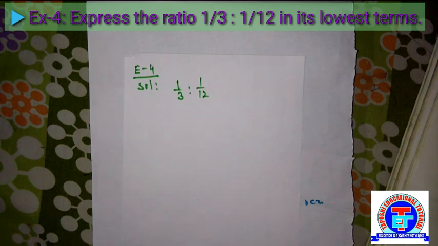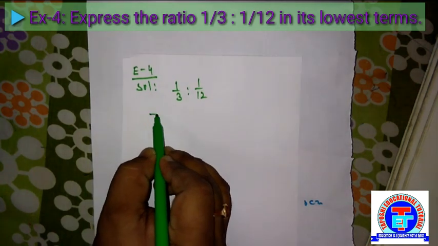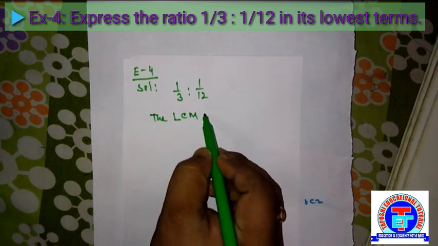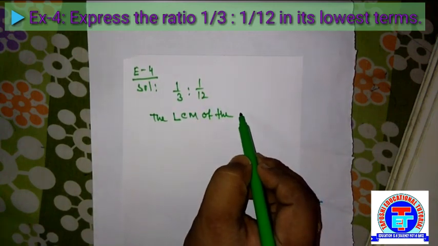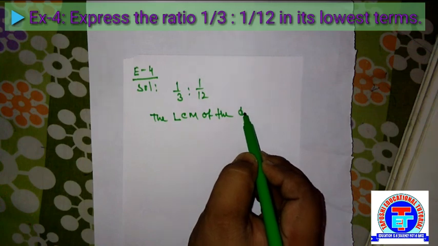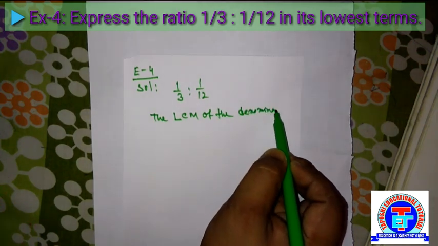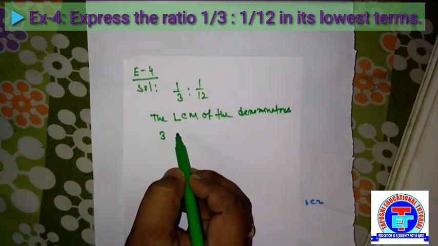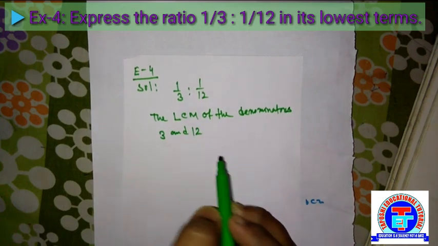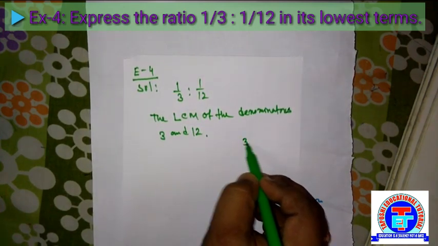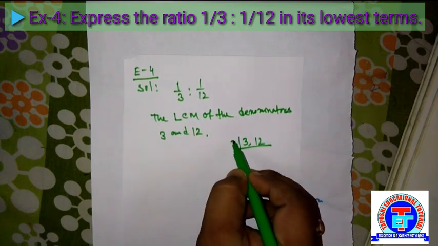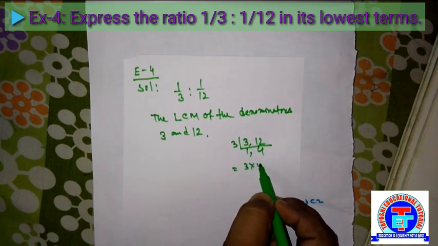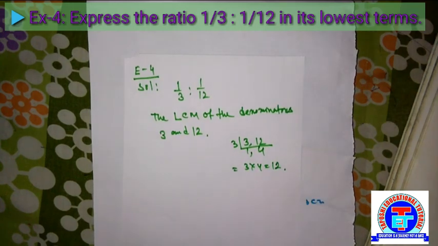First of all, we find out the LCM of the denominators. Here the denominators are 3 and 12, right? Now the LCM of 3 and 12: 3 ones are 3, 3 fours are 12. That means the LCM, 3 into 4, is equal to 12, correct?